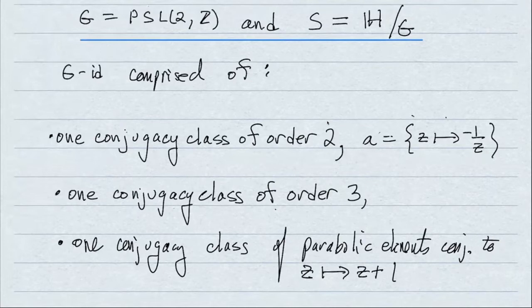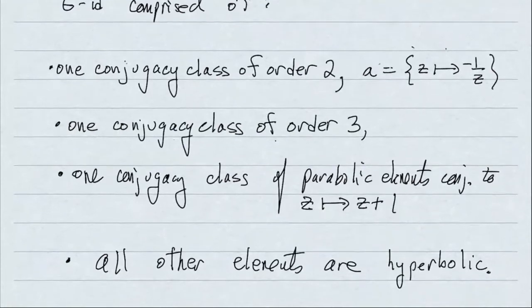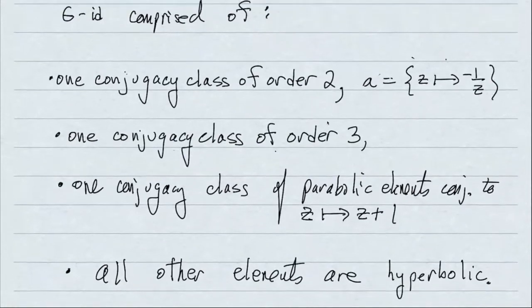I'm coming to that. So what are the ingredients? Again, G is PSL2Z, and S is the modular surface, the quotient. So just a couple of quick facts, and I apologize if Dami already mentioned any of these.